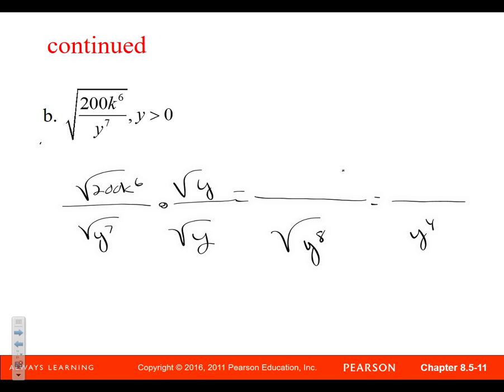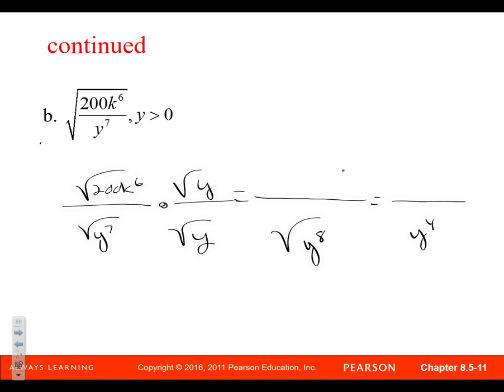Once I take the square root of y to the 8th, I get y to the 4th. Remember, it's power over root, right? So what's 8 over 2? It would become 4. That's just the denominator piece. Not there yet? No, I got you. You got it? All right, cool. Continuing over here.